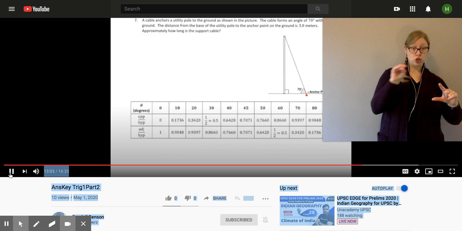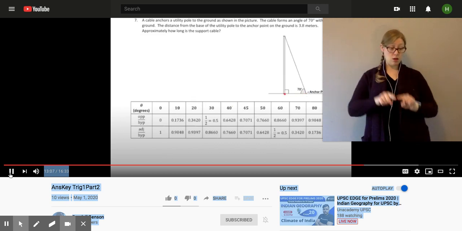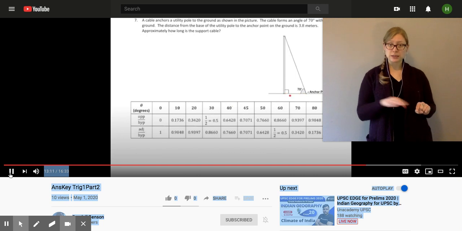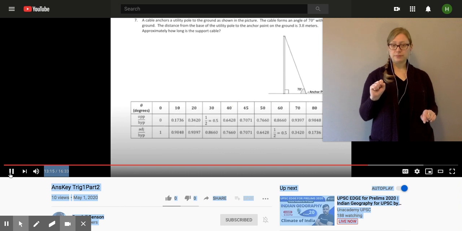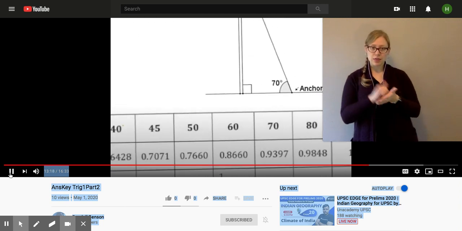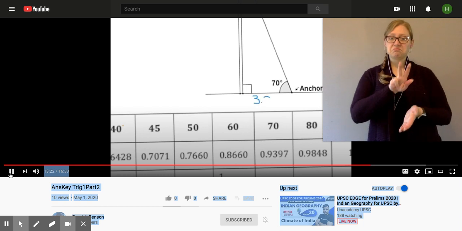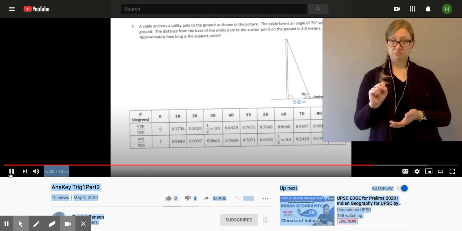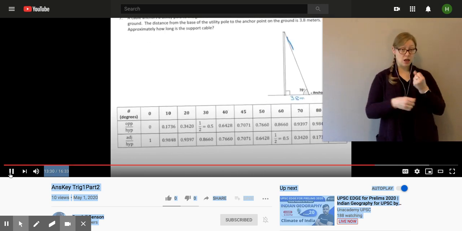So the distance from the base of the utility pole to the anchor pole is 3.8. So here's the base of the pole. Base means bottom. And here's the anchor point. And they tell you that this is 3.8 meters. So let's go ahead and label that on our picture. So I'm going to take my pen and I'm going to write 3.8 meters. And the question they ask us is, how long is the support cable? So I want to know this length.